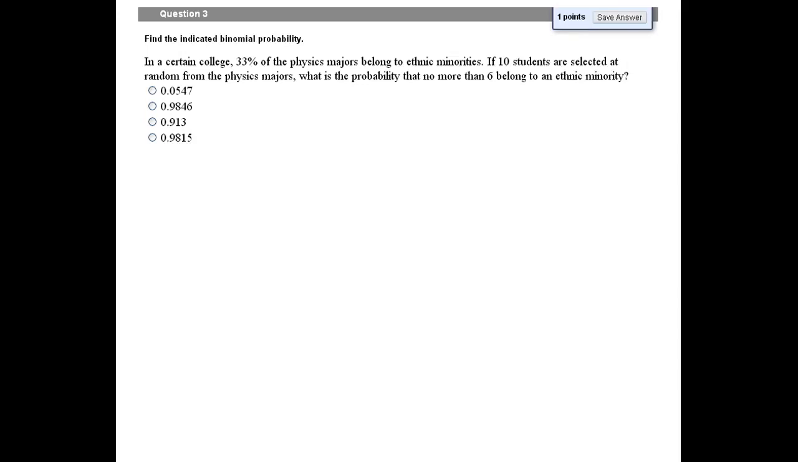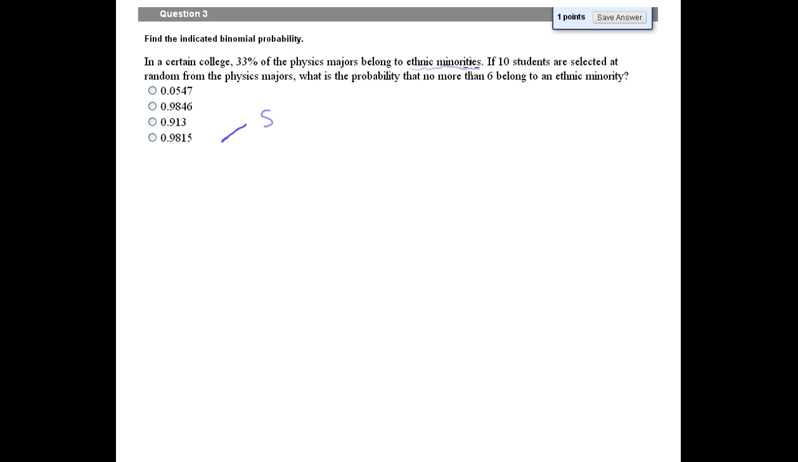Here we have another binomial probability distribution. Let's read the question. In a certain college, 33% of the physics majors belong to ethnic minorities. If 10 students are selected at random from the physics major, what is the probability that no more than 6 belong to an ethnic minority? So in this binomial distribution, the success here is really belonging to an ethnic minority.